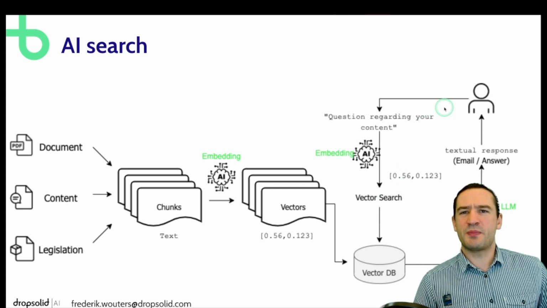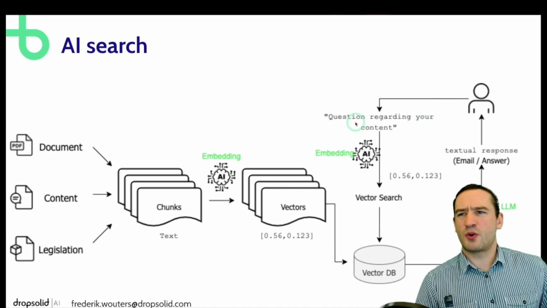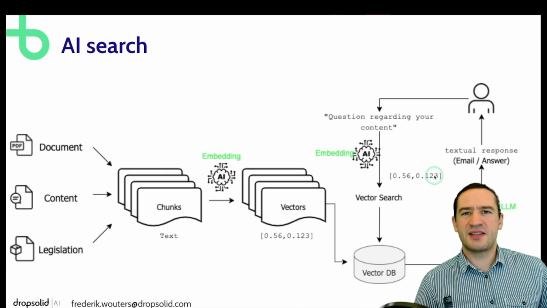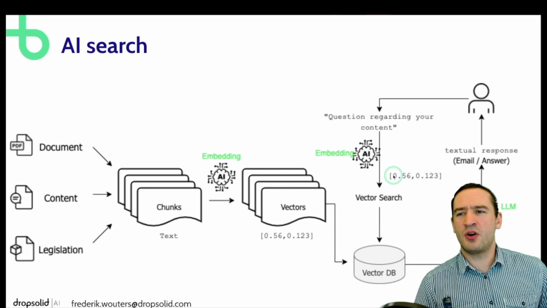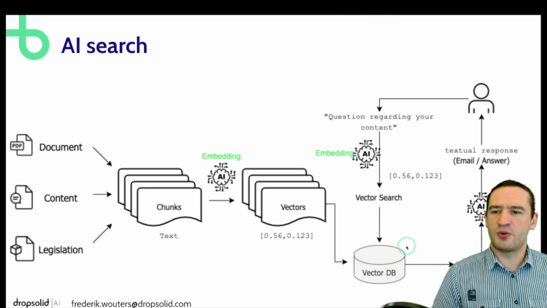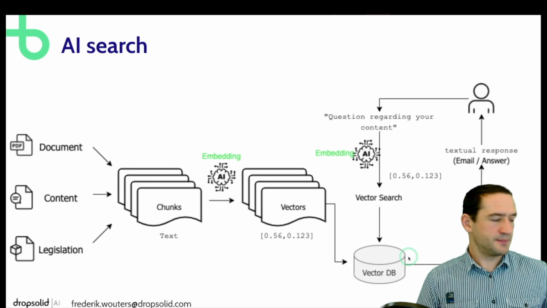So when I come with my question, what is a Dropsolid DXP or what is the address of Dropsolid, this will also be embedded into a vector. And that makes it easier for the database to find all the vectors close to this one. So we're going to find all the vectors close to this one in the vector database. This will give us a number of articles that we know are relevant.